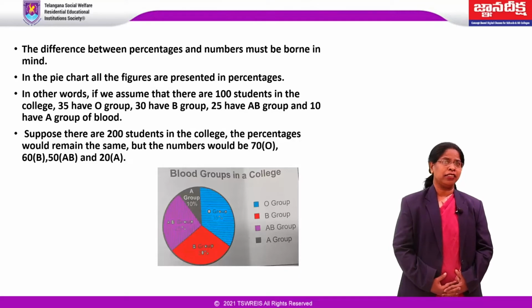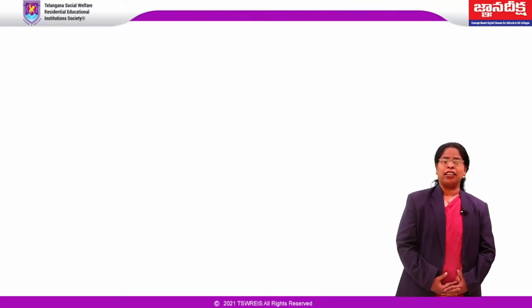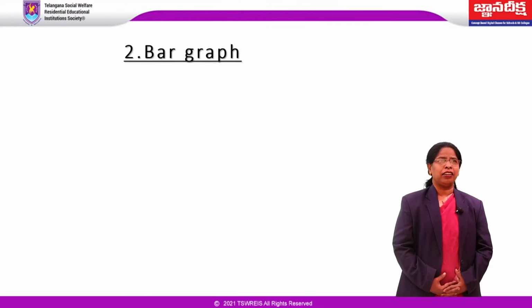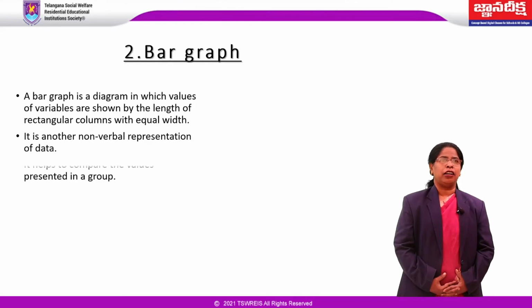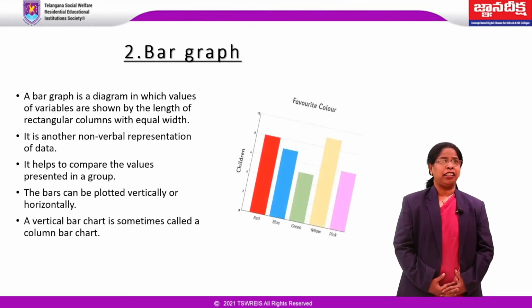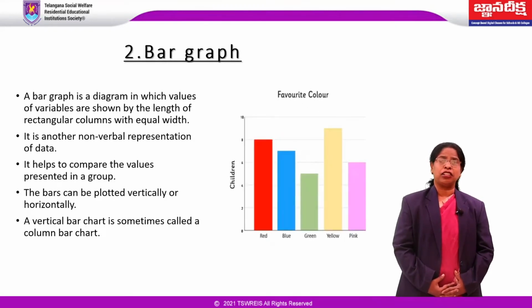So it is clear? Now we'll go to the second chart, that is bar graph. Now the bar graph also conveys information as it is seen in the picture in its description. A bar graph is a diagram in which values of variables are shown by the length of rectangular columns with equal width. It is another non-verbal representation of data. It helps to compare the values presented in a group.